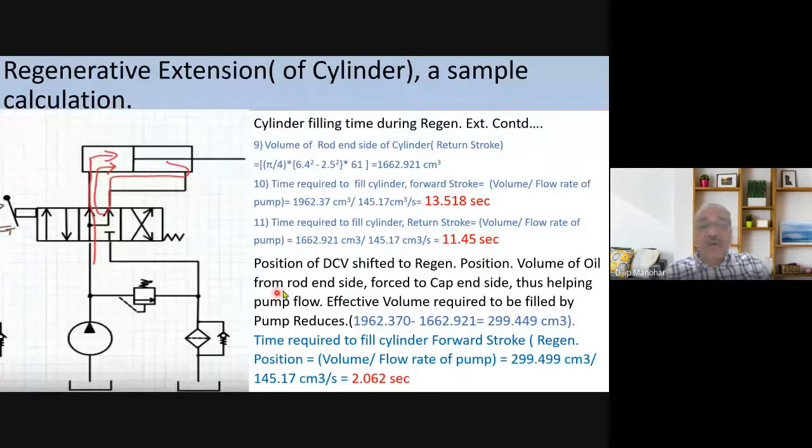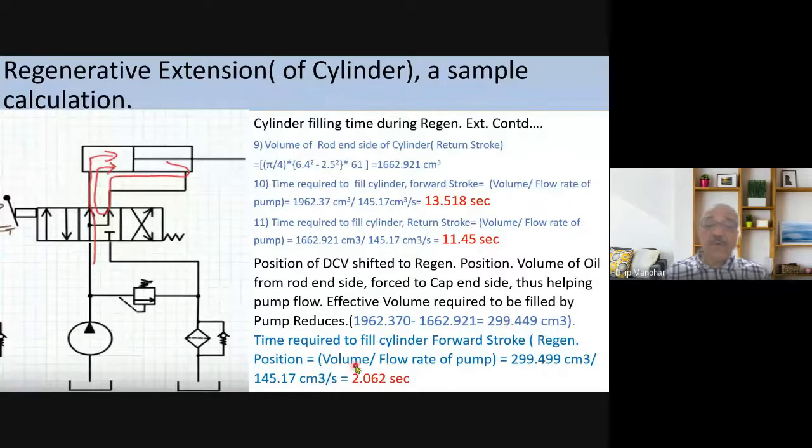Okay. Now when you shift the direction controller to regen method, the volume of oil going from the rod end to the cap end is helping the flow. So effectively the pump has to give only a smaller volume, and the effective volume is only 299 cm cube. That means this is the cap end volume minus the rod end volume. This effective volume is required to be filled by the pump.